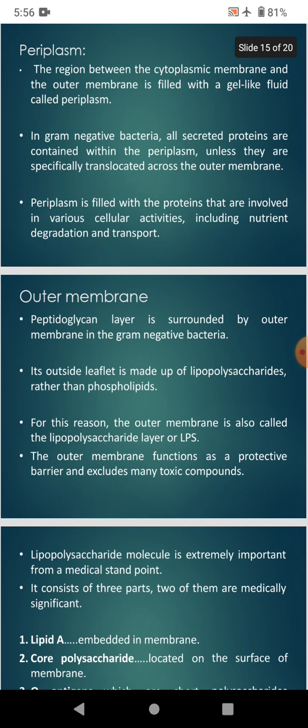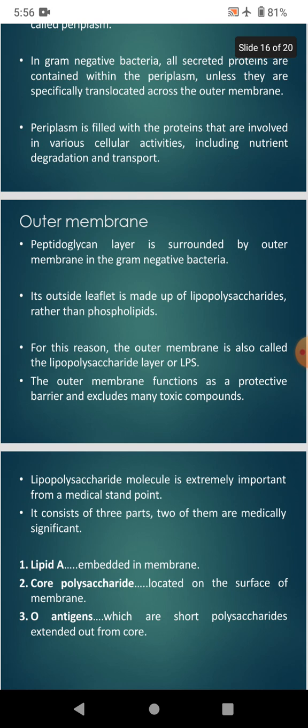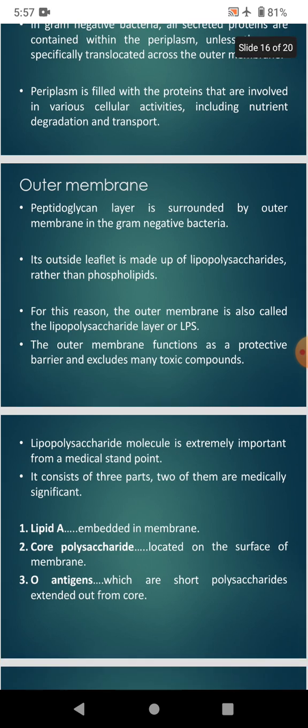Next one, outer membrane. The peptidoglycan layer is surrounded by the outer membrane in gram-negative bacteria. It is made up of lipopolysaccharides rather than phospholipids. For this reason, the outer membrane is called the lipopolysaccharide layer or LPS. The outer membrane functions as a protective barrier and excludes many toxic compounds.